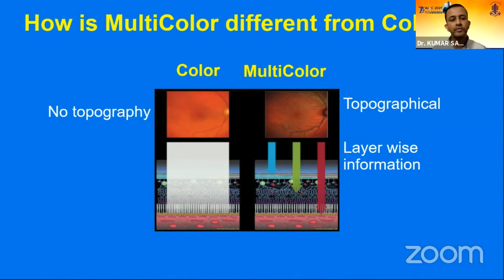Another advantage is that in normal color fundus photography, we do not have any topographic information. We just get a two-dimensional fundus photo. However, in multicolor imaging, by virtue of using three different lights, we get topographical information about which layer is thicker or thinner, and it also gives us information about retinal elevation or depression.